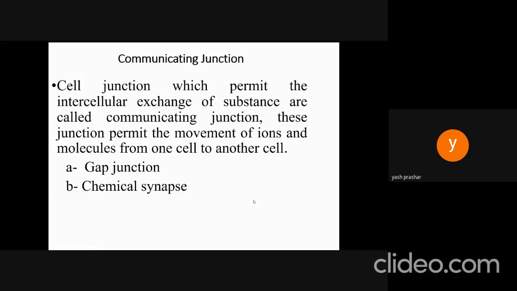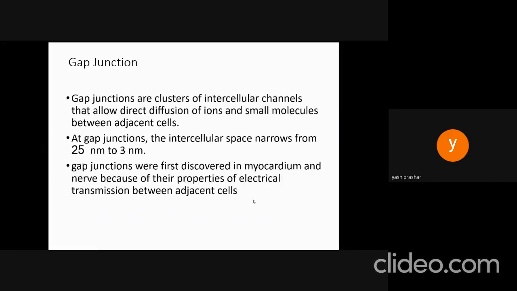We have then communicating junctions. Cell junctions which permit the intercellular exchange of substances are called communicating junctions. These junctions permit movement of ions and molecules from one cell to another cell. We have gap junctions and chemical synapses. Gap junctions are basically clusters of intercellular channels that allow direct diffusion of ions and small molecules between adjacent cells.